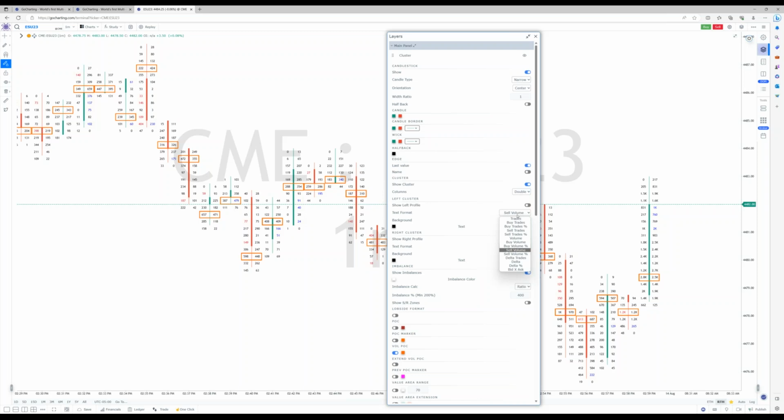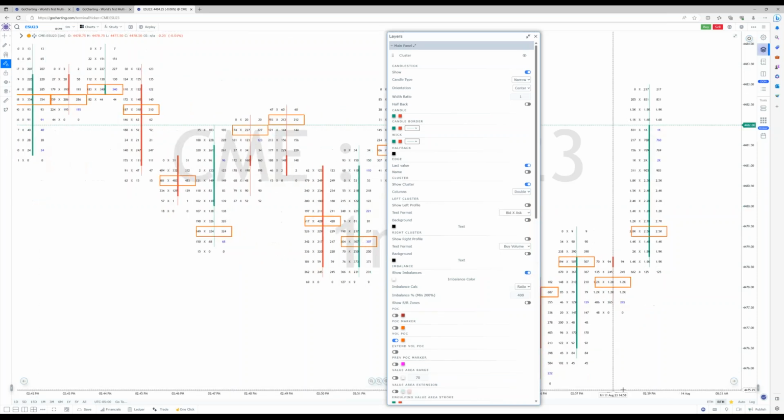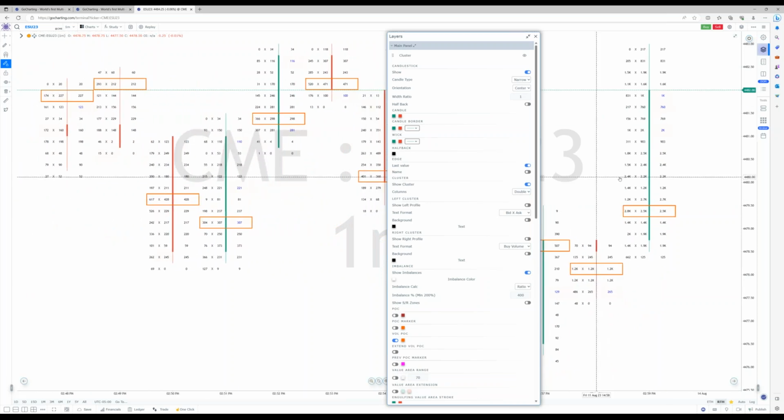If you want to get fancy, you can even do bid ask on one side. You've got to expand it up so you can fit it there. You can see the volumes, and maybe you want to have delta on the other side.